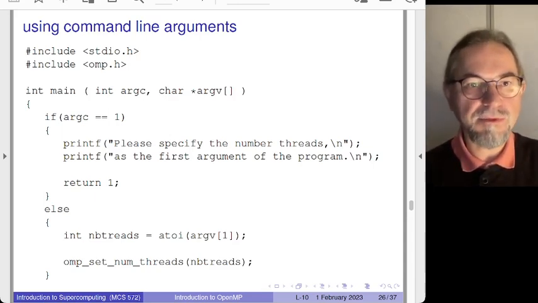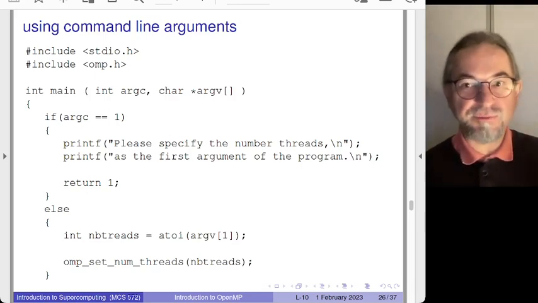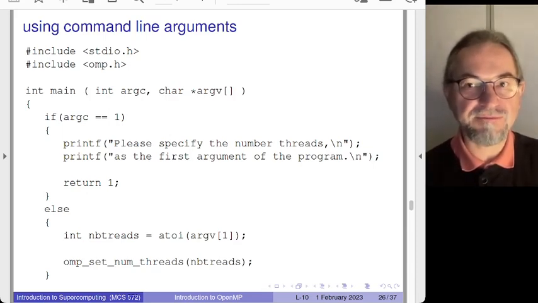Okay, so in some sense, if you are not familiar with C, then I would strongly encourage that you take the opportunity to get familiar with C, because C is still a very efficient language.